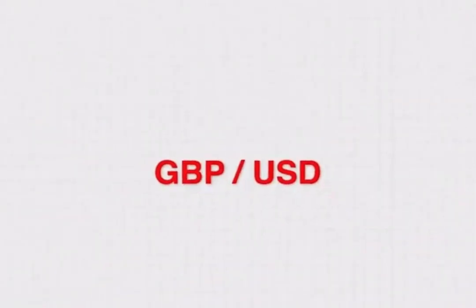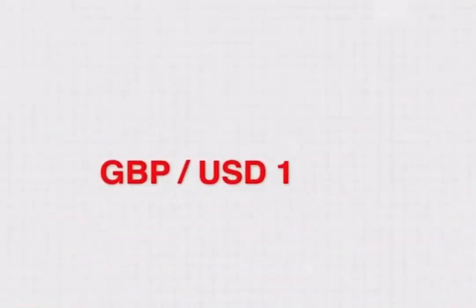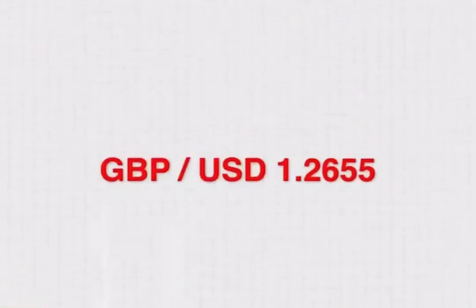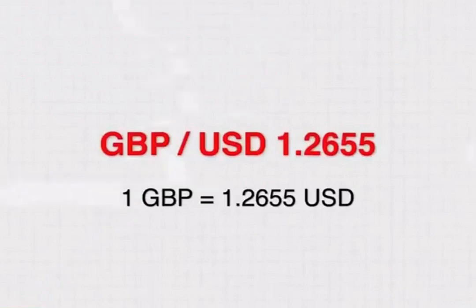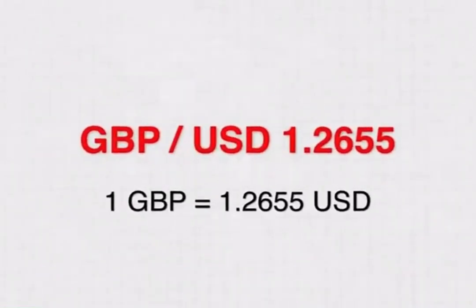Let's say you get a quote of pound-dollar as 1.2655. This means for every 1 pound, you get 1.2655 of US dollars. There is always an invisible 1 beside the base currency on the left.